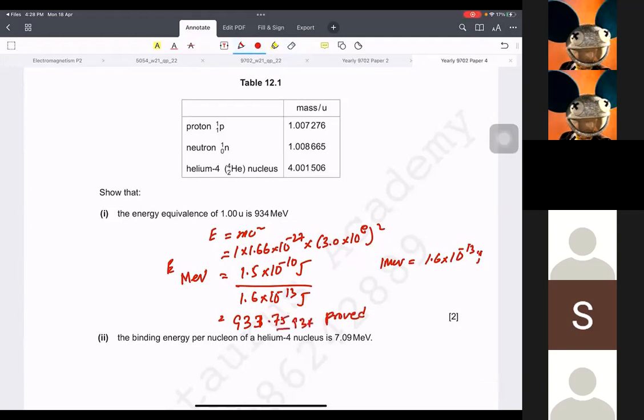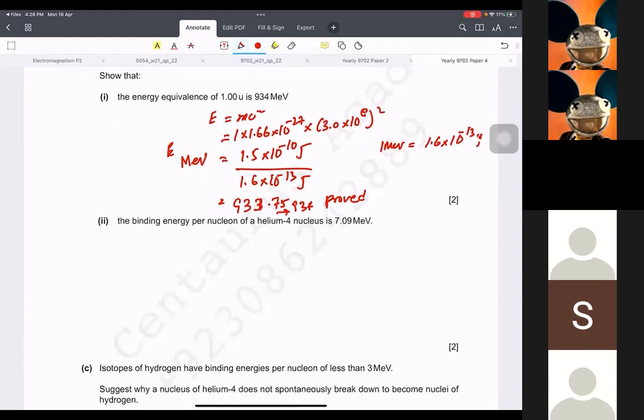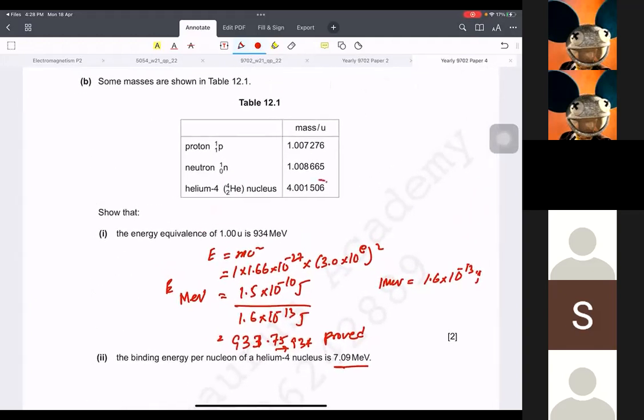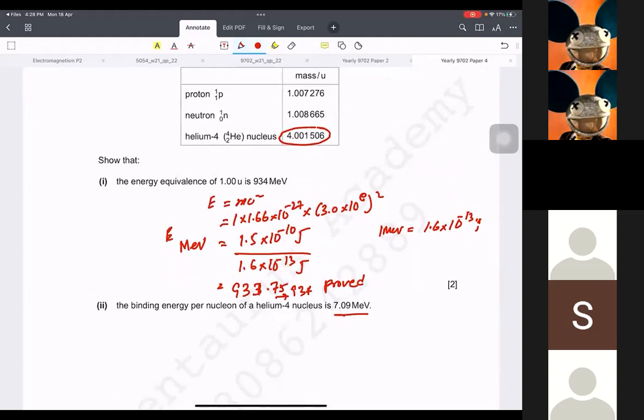934. Okay, proved. Now, binding energy per nucleon of helium, per nucleon. Okay, we could do that. Helium is this much, as you can see, and its constituent is this. So it is 2 protons and 2 neutrons, as I can see. So if I multiply by 2, what will be the mass? I didn't do that. I just did it directly. That's wrong.